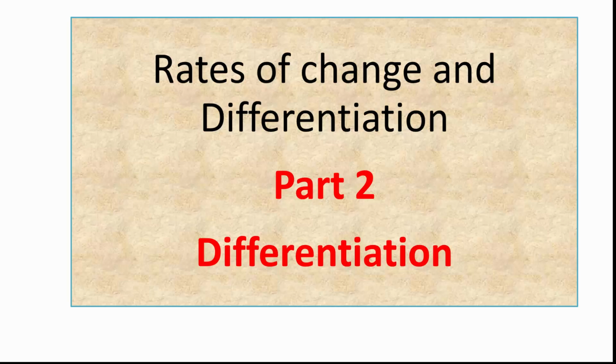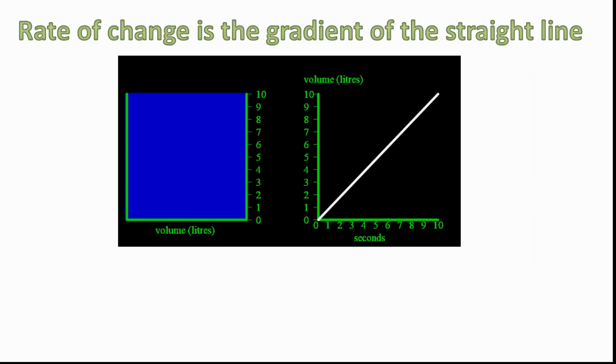Rates of change and differentiation. Part 2, differentiation. In an earlier video we looked at the definition of the rate of change of two variables. That means how one variable changes with respect to another variable, and we looked at some examples. And one of them was the one that you can see there on the screen, which is the volume of water poured into a container.